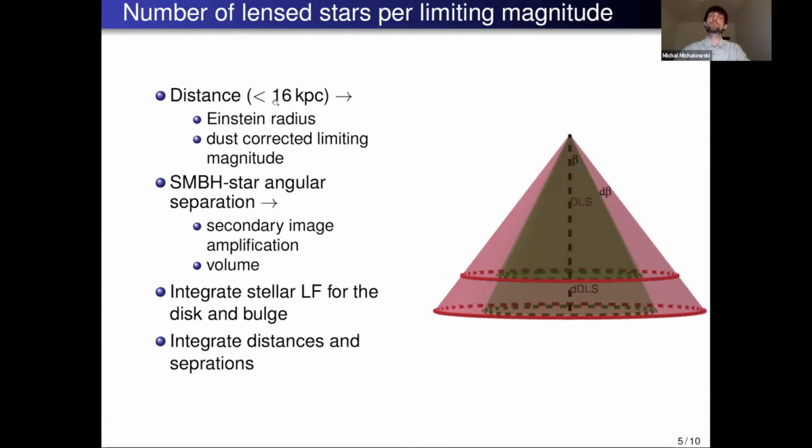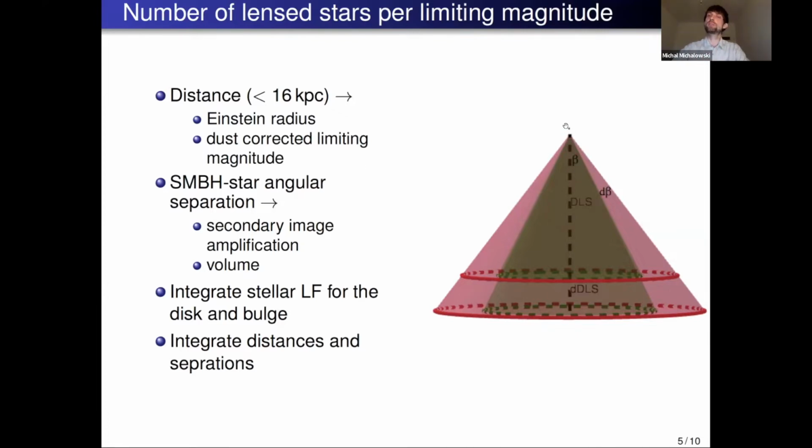So we consider distances up to 16 kiloparsec from the supermassive black hole. So we basically assume that the Milky Way ends at 16 kiloparsec. And that gives us the calculations of the Einstein radius and also the dust-corrected limiting magnitude for these stars. Because of course, the further the star is, the more difficult to detect because of the distance and dust. And then we also integrated over angular separation between the supermassive black hole and the star, and that's depicted here.